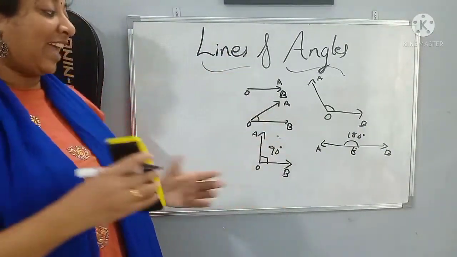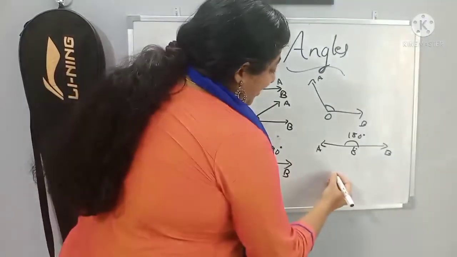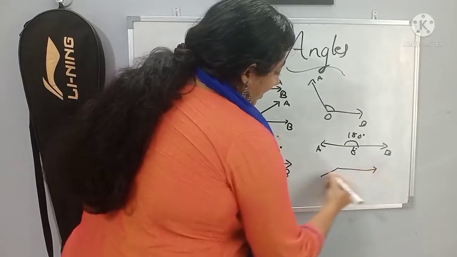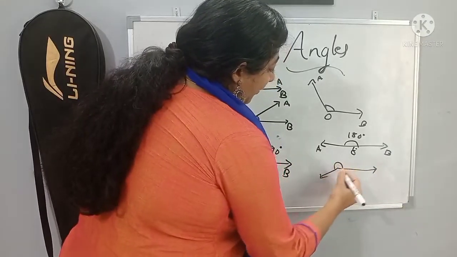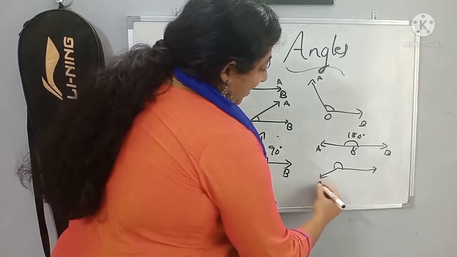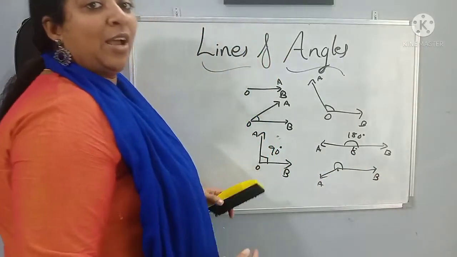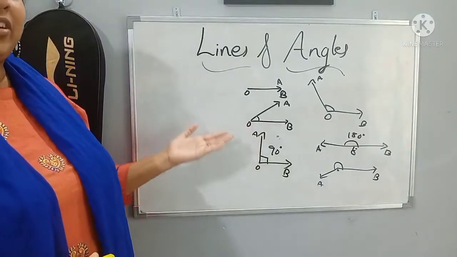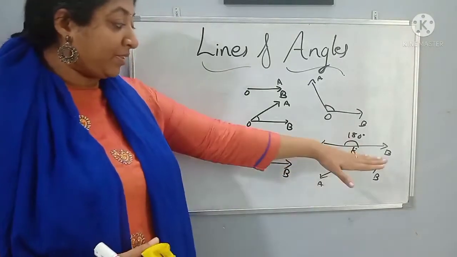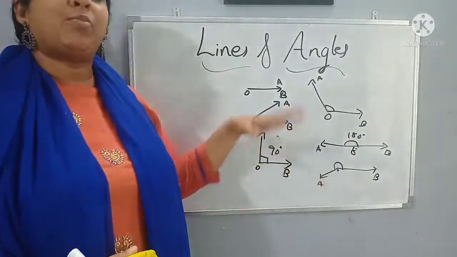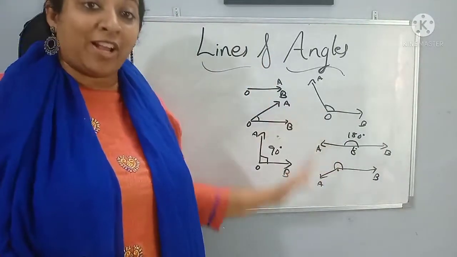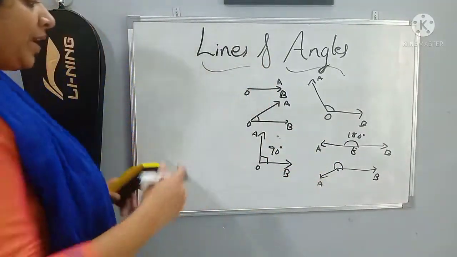Again I am increasing the angle. Then what will you get? Again I am increasing. So here, angle AOB, what will the angle be? It is more than 180 degrees. I have extended it further, so that is more than 180 degrees. That is a reflex angle. Okay, now next one.